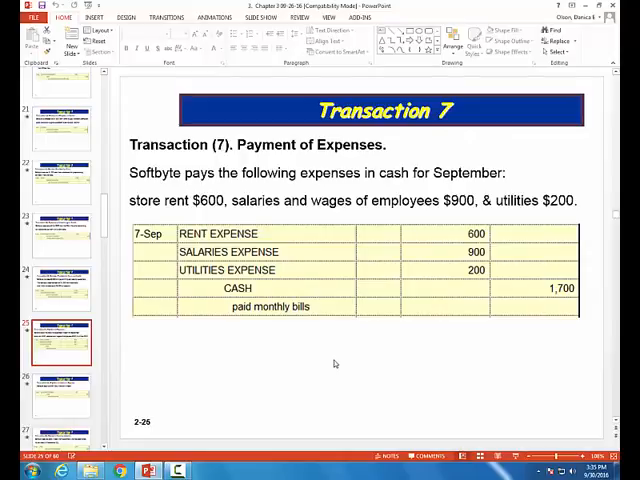In Transaction 7, it is also a compound journal entry. We pay for store rent, salaries and wages, and utilities. Each of these items is an expense. To increase an expense, we debit the account. Therefore, we debit rent expense for $600, salaries expense for $900, utilities expense for $200. We paid these bills with cash. Cash decreases. To decrease cash, we do a credit of $1,700. Our description is that we paid the monthly bills.